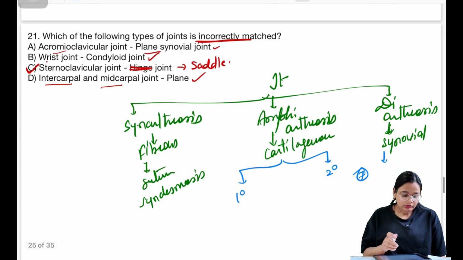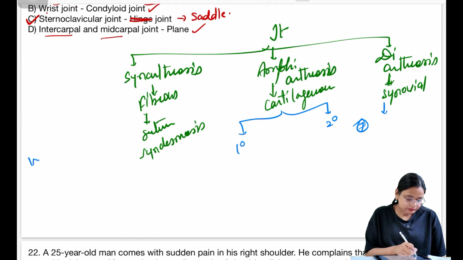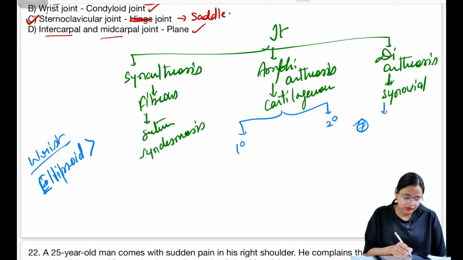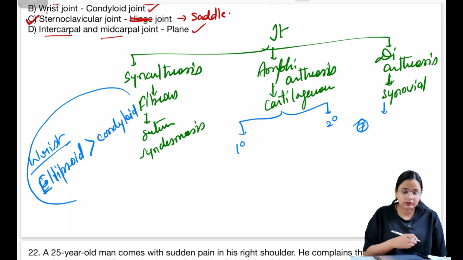And one more thing you have to remember for the wrist is that it is more of an ellipsoid joint. If you have ellipsoid as an option, first mark ellipsoid; if not, then you can mark condyloid, okay. Both are correct for the wrist joint, okay.